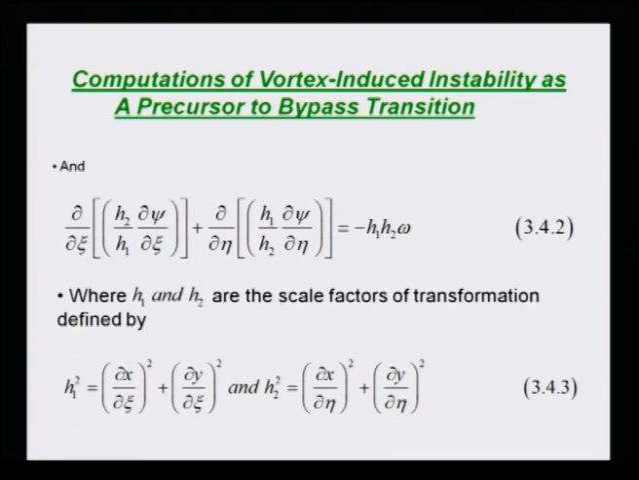So, if you know how x and y varied as a function of xi and eta a priori, then you can calculate h1 and h2. So, they are functions of xi and eta, but they are still known. This is dictated by the grid that you choose.